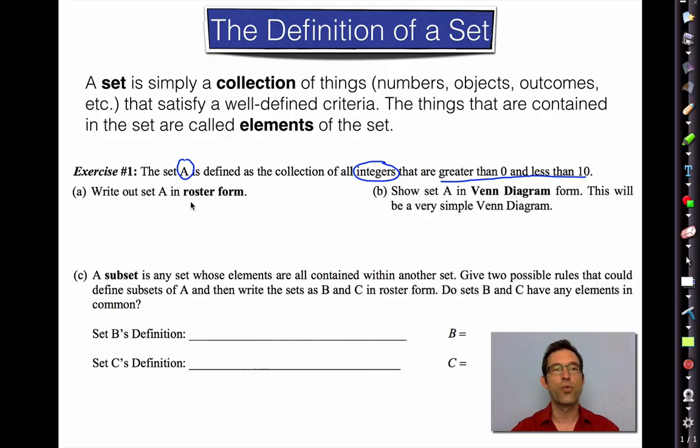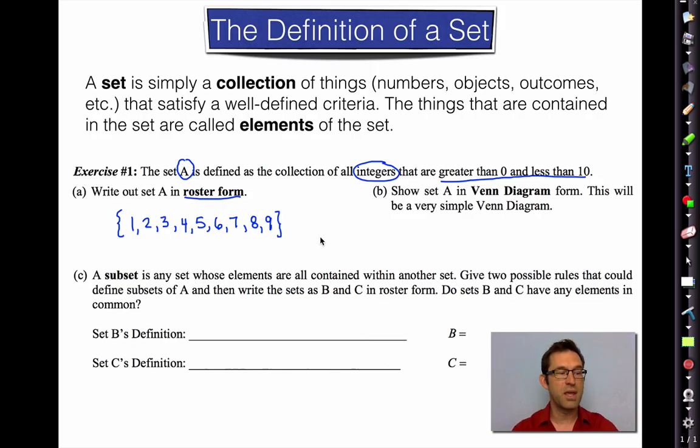Letter A says, write set A out in roster form. So sets, which we've written many times, can be written in many different ways, including interval notation and stuff like that. But this particular set can be written as a list. That's called roster form. Now I'm listing these in order, but they certainly wouldn't have to be listed in order. Sets aren't ordered, they're just collections. So there's set A in roster form.